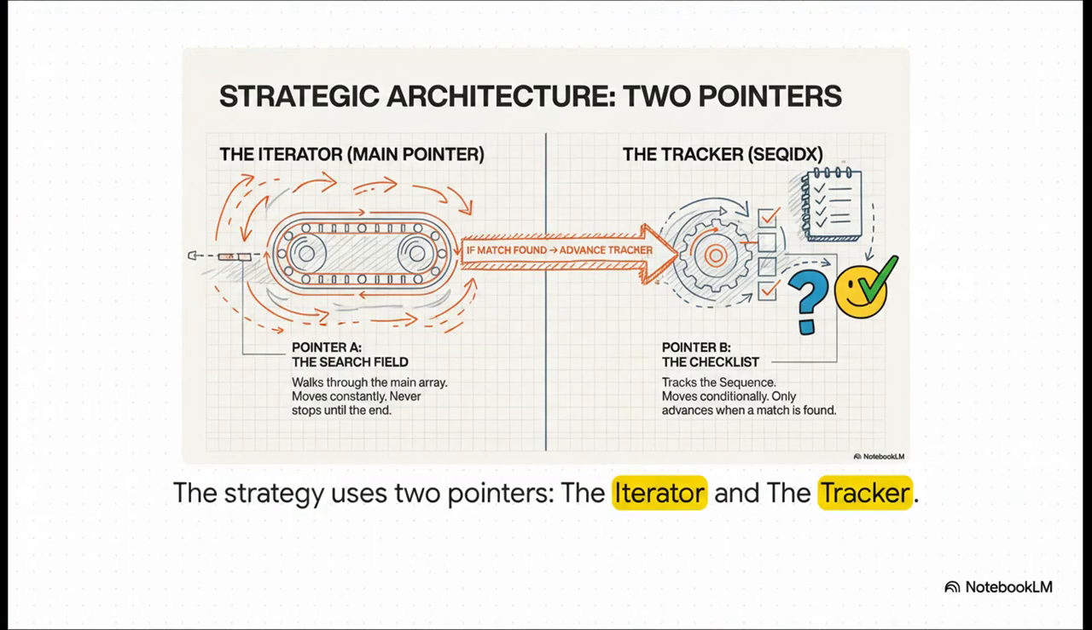For this strategy, we've got two main characters in our story. First up, we have the iterator. You can think of this one as just relentlessly moving through the main array, one element at a time. It never stops, it never goes back. Then we have the tracker. Now this one is our checklist. It's patient, it only moves forward when the iterator finds the exact element it's currently looking for.